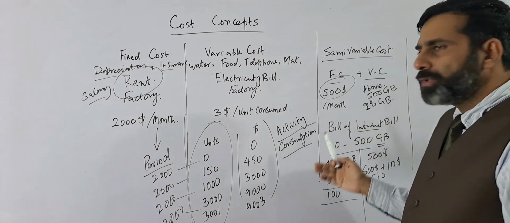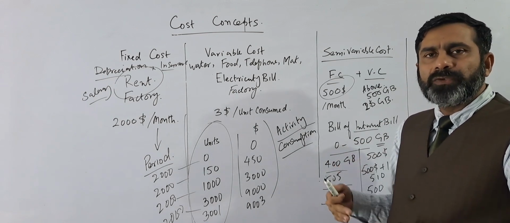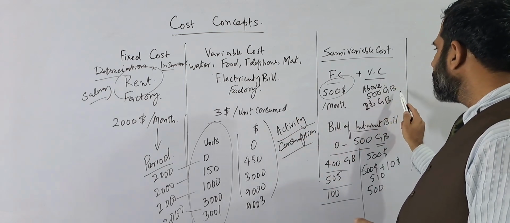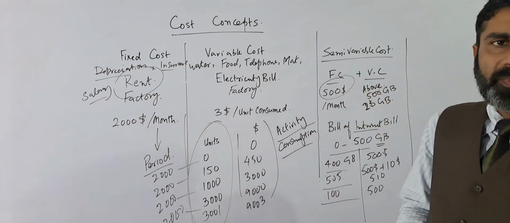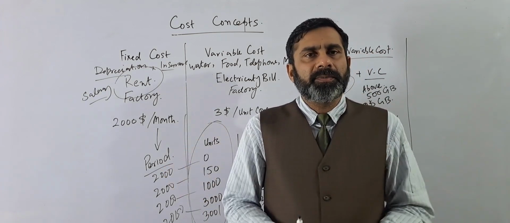Some of the cost you have to pay fixed per month, and if your activity goes beyond some level, you have to pay something extra. That is called the semi-variable cost. So these are the basic concepts: the fixed cost, the variable cost, and the semi-variable cost.